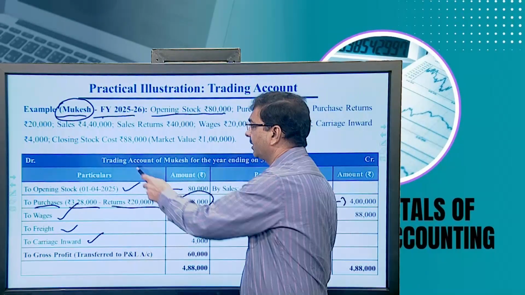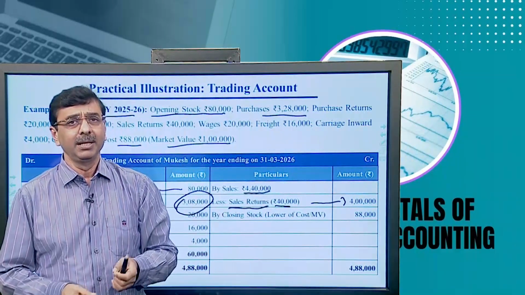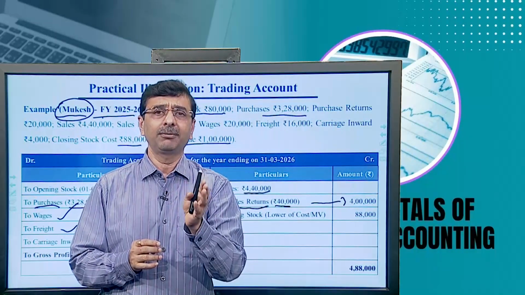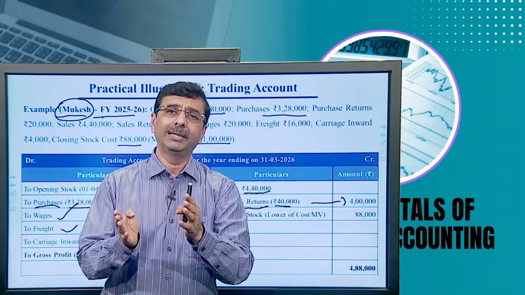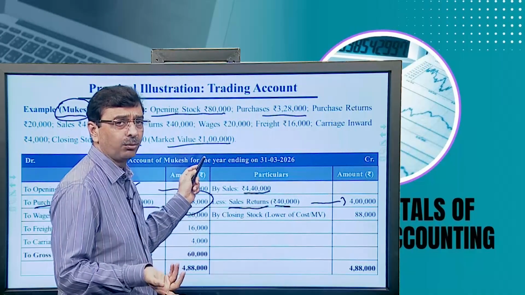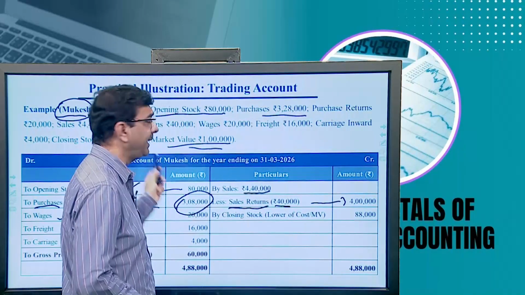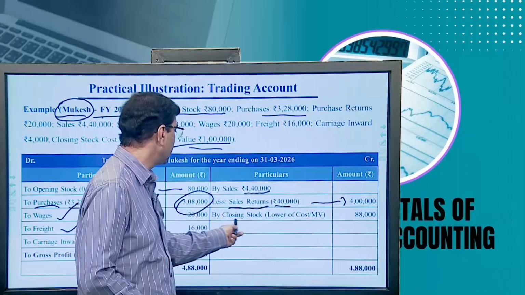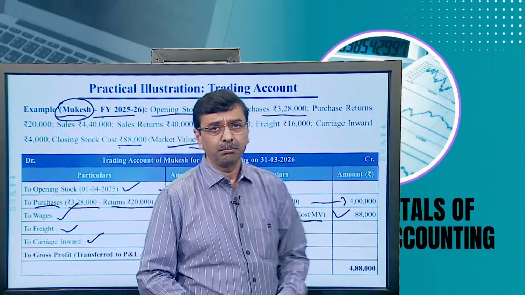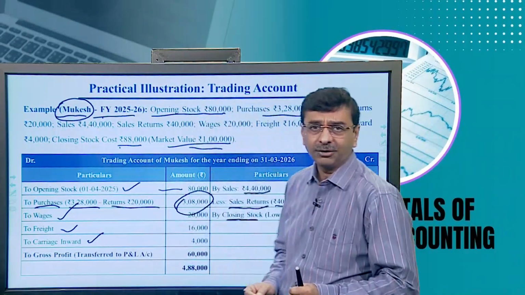Closing stock 88,000, market value 1 lakh. I already mentioned in the previous slide that closing stock is always valued in the books of accounts at the market value or the book value, whichever is less. So here 88,000 is the book value and 1 lakh is the market value, but the lower price is 88,000. So we have to record closing stock at the lower price, 88,000, in the books of accounts. This is the way to record the entries in the trading account.